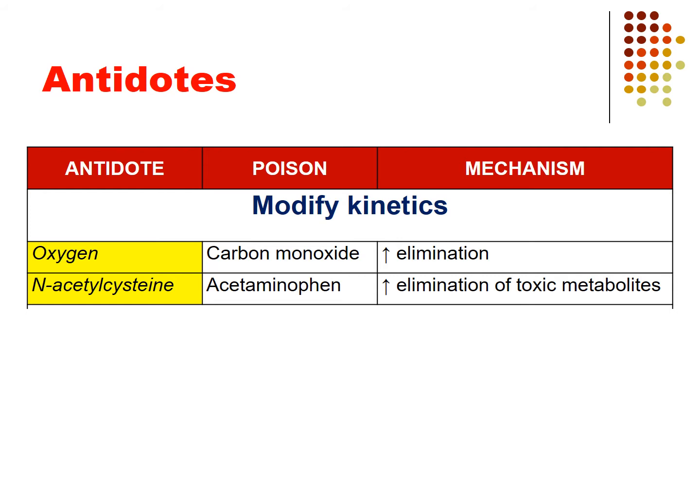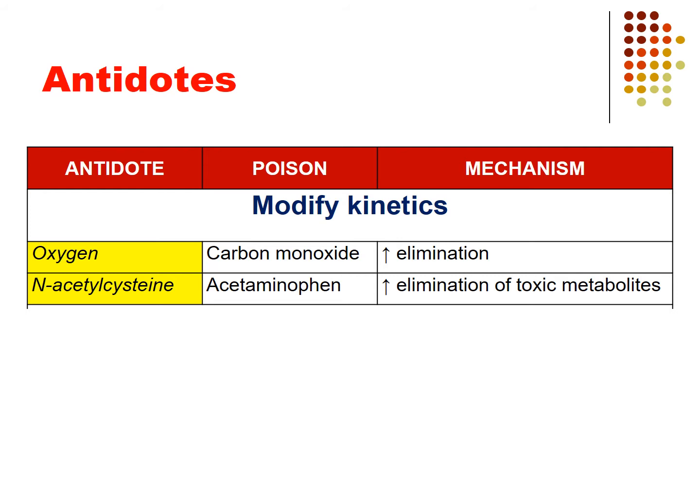We may also use N-acetylcysteine in case of acetaminophen poisoning or paracetamol poisoning. N-acetylcysteine is a very important antidote. It increases the elimination of the toxic metabolites of acetaminophen.